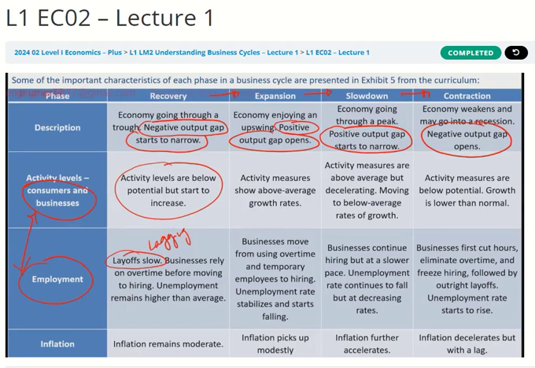And then businesses move from using overtime to temporary employees, so they start hiring when you're already in the expansion. So this is lagging. But what is not lagging is the sales, right? So the minute the sales start to increase, the consumer spending, the business spending, that is a good indicator, right? It's not lagging. And your activity measures then obviously go above growth rates, and then finally they start decelerating, and then eventually they go below potential.